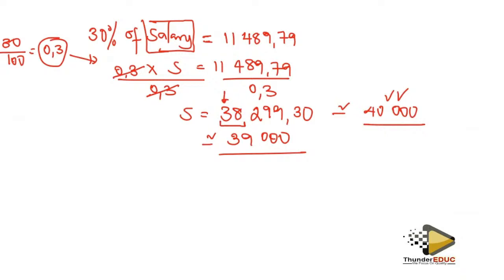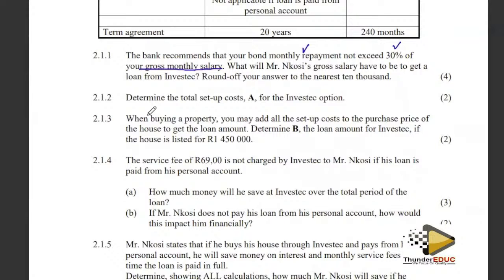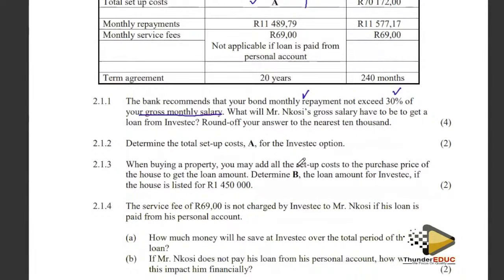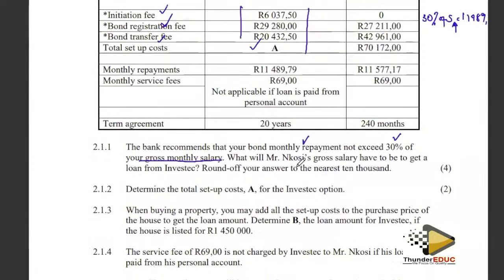We look at the second question. It says, determine the total setup cost for Investec. Now, the setup is this amount of money that we are looking at. This one. Together, this is the total amount. So we are going to add everything here to give us this much because total setup. This is the setup fee, excluding the loan amount. Okay. So add all the values there.